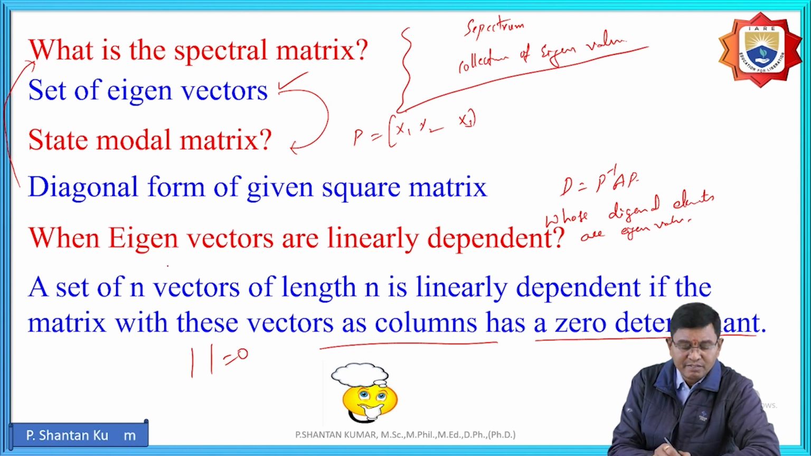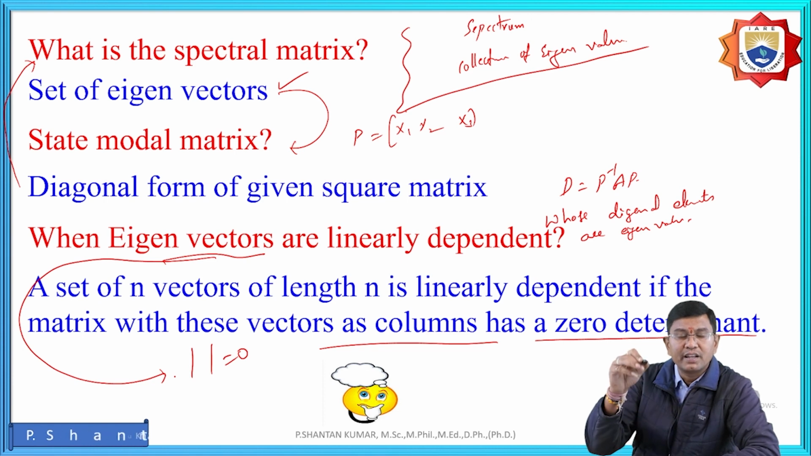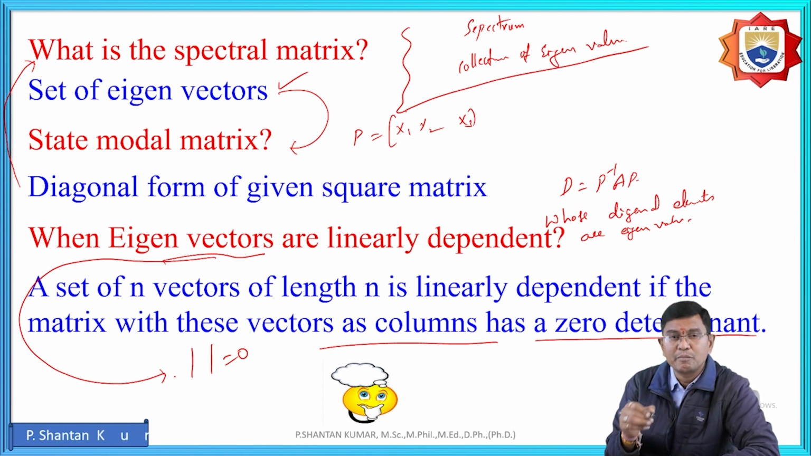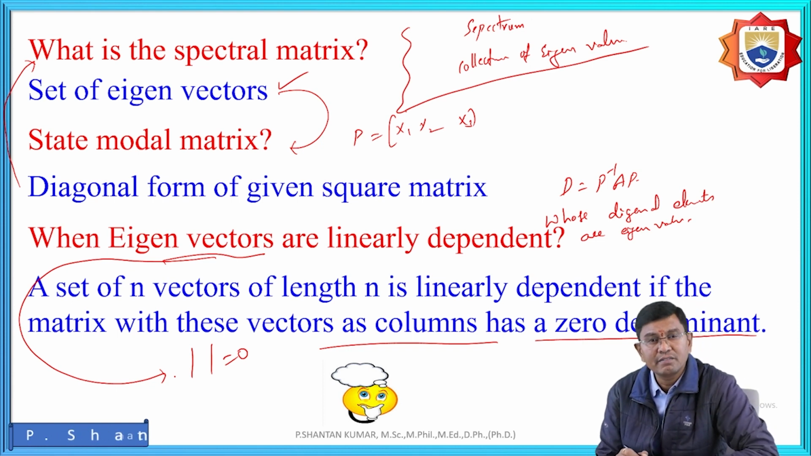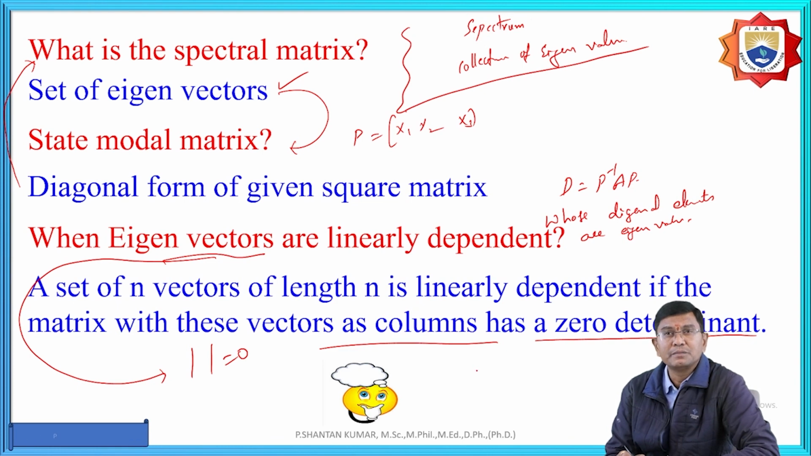But as per the definition, the eigenvector matrix is a collection of eigenvectors column-wise, and here one of the columns is zero. But actually an eigenvector is always a non-zero vector, so this condition is not satisfied.